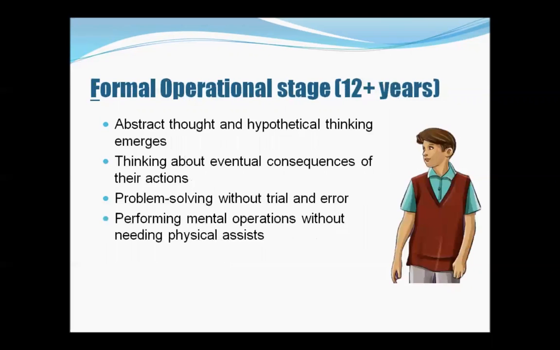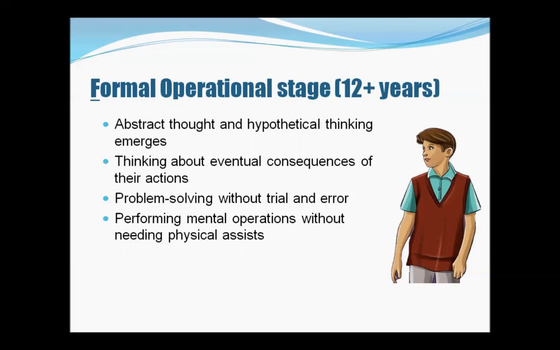Moving on to the next stage, which is the formal operational stage. This occurs beyond 12 years of age. Now, at this stage, abstract thought and hypothetical thinking emerges in the young adult, as we would say. Can't refer to a 12-year-old as a child, I suppose. What does abstract thought and hypothetical thinking mean? What does it refer to?